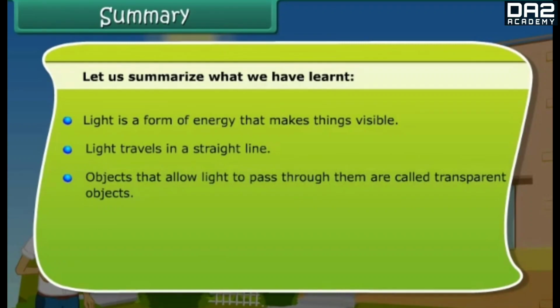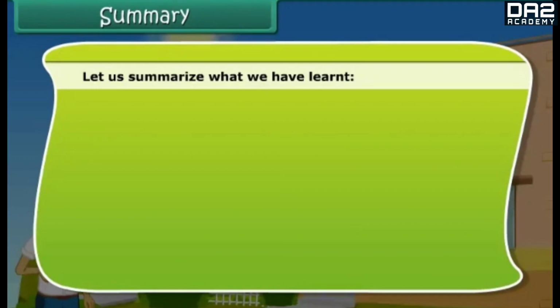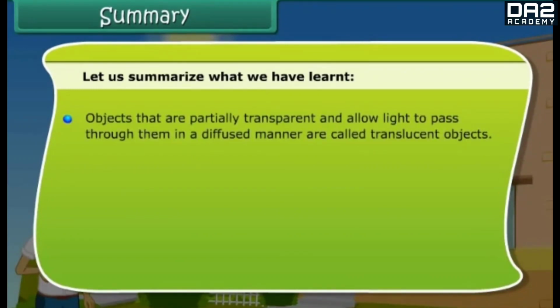Objects that allow light to pass through them are called transparent objects. Objects that do not allow light to pass through them are called opaque objects. Objects that are partially transparent and allow light to pass through them in a diffused manner are called translucent objects.